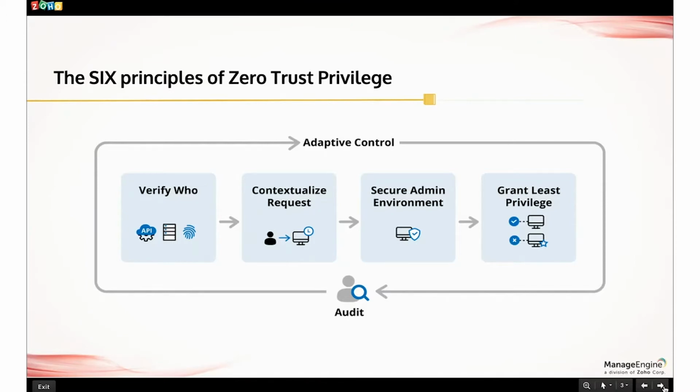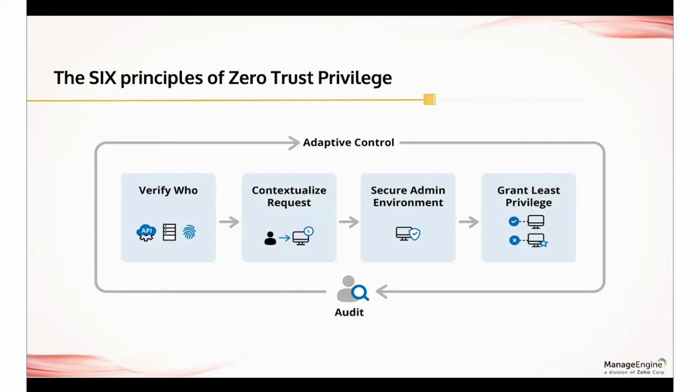Zero trust privilege is built on six principles. The very first one is going to be verify who. Today's identities are not just people but application services and machines. So properly verifying who means leveraging enterprise identities, which eliminates local accounts and decreases the overall number of accounts and passwords, which will in turn reduce the attacker's surface.